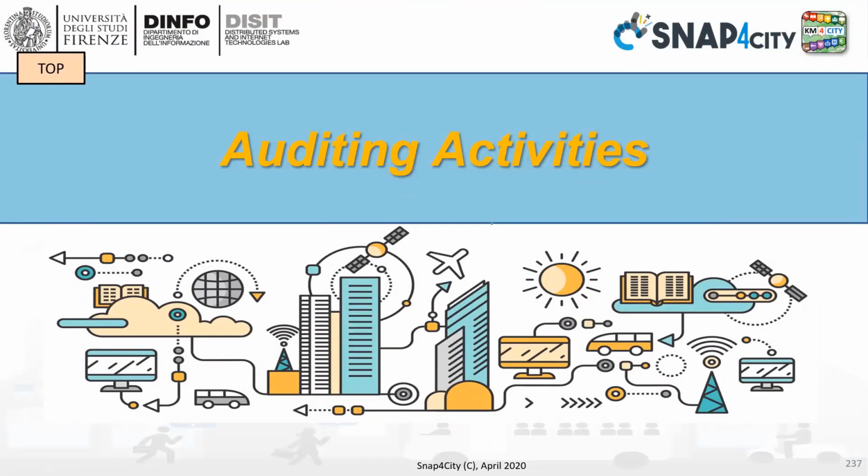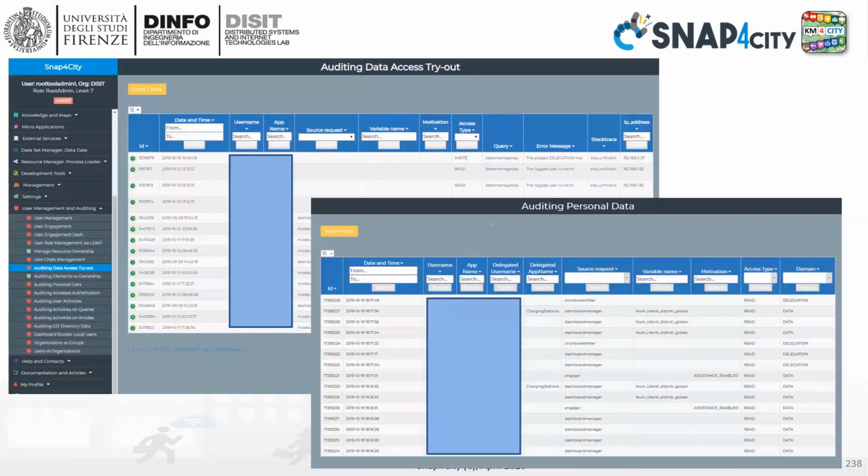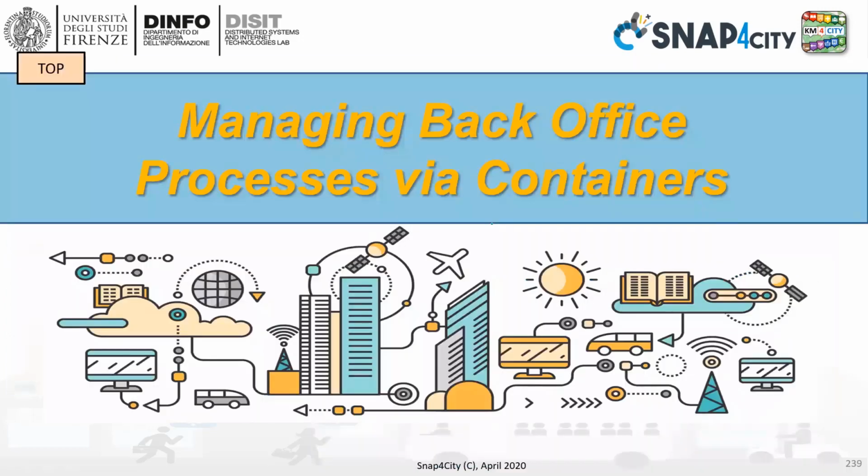Okay, so at the level of management, you can do auditing. Auditing means that you can analyze what has been done with your data. Every person can perform some auditing related to his own variables, but the administrator obviously has the possibility to see who has done that activity in all the accounts of the system. So for the administrator, it's also very important to manage the back office.